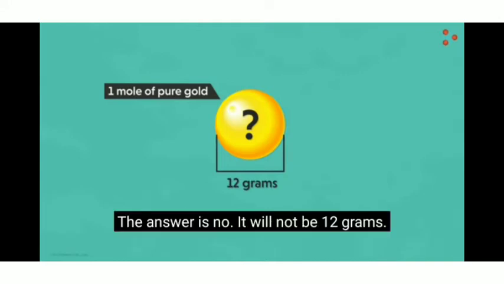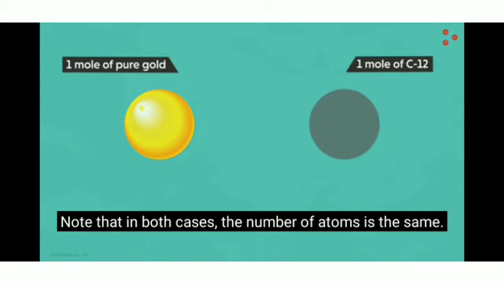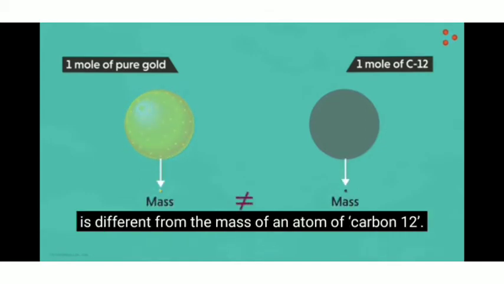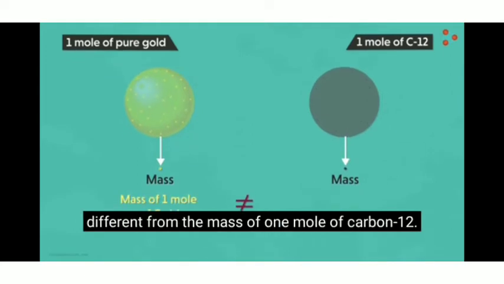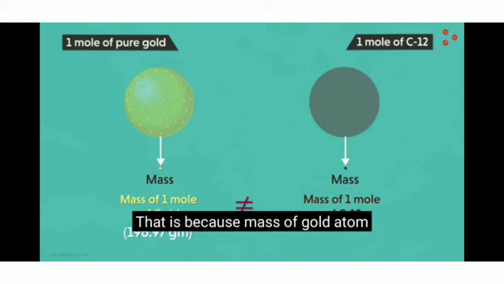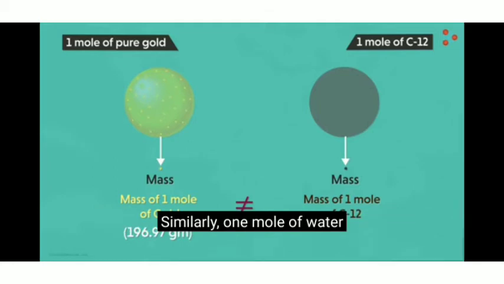Think about it. The answer is no, it will not be 12 grams. Note that in both cases the number of atoms is the same, but the mass of an atom of gold is different from the mass of an atom of carbon 12. Hence the mass of 1 mole of gold is not equal to that of 1 mole of carbon 12. 1 mole of gold is 196.97 grams. That is because the mass of a gold atom is different from the mass of a carbon 12 atom.